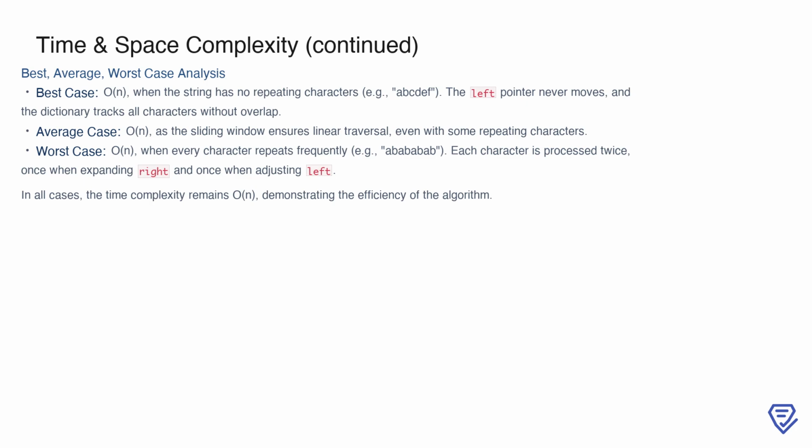Even in the worst case, such as when every character repeats frequently, like in the string abababab, the left pointer adjusts for each duplicate, but no character is processed more than twice. This guarantees that the time complexity remains O(n) in all cases, highlighting the robustness and efficiency of the algorithm.